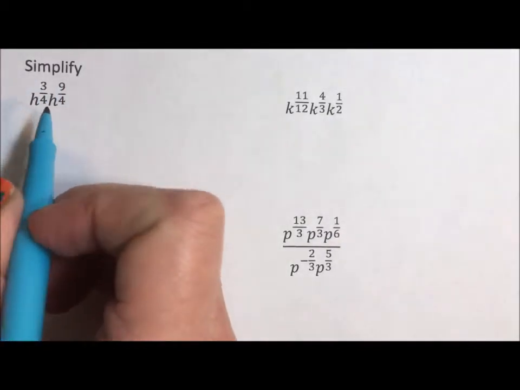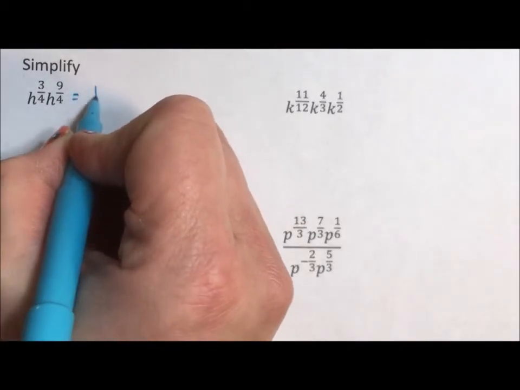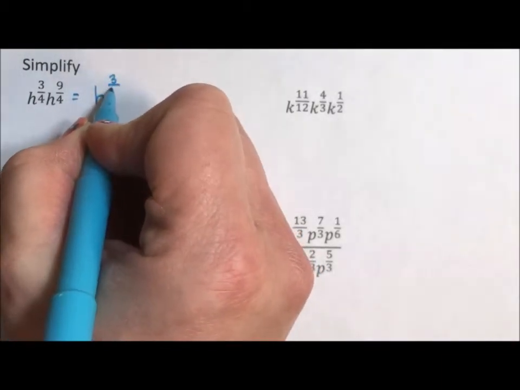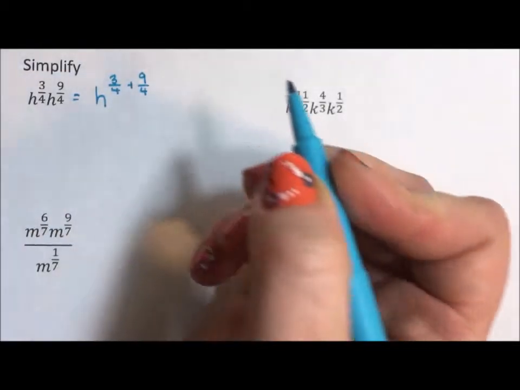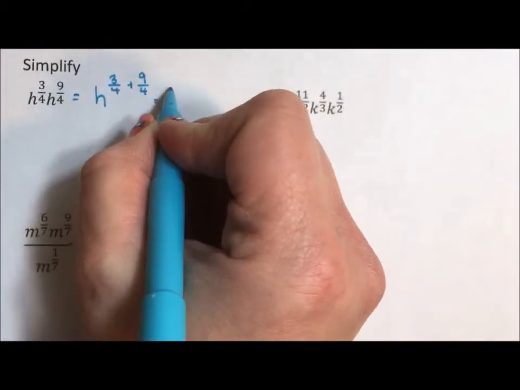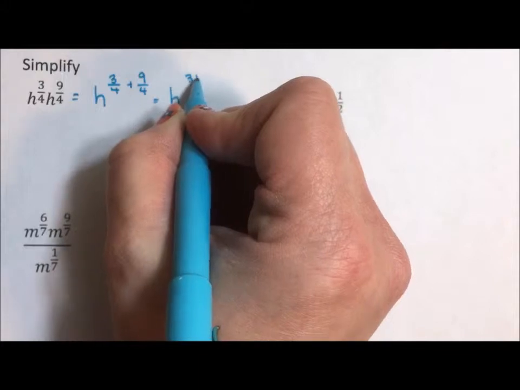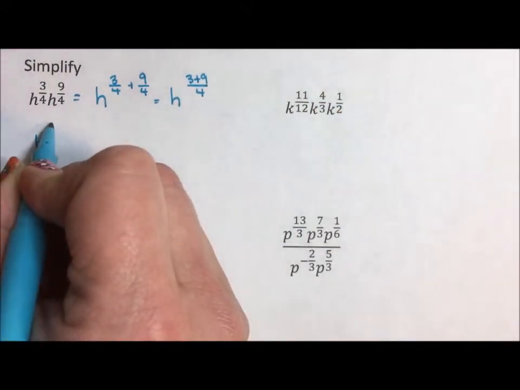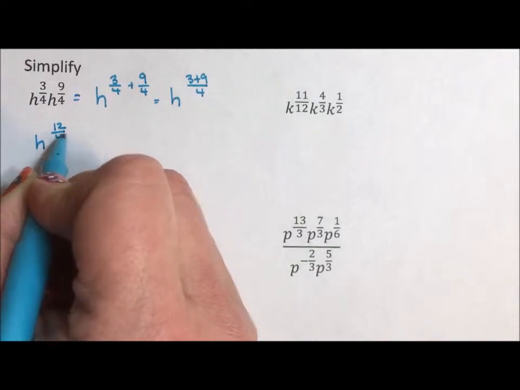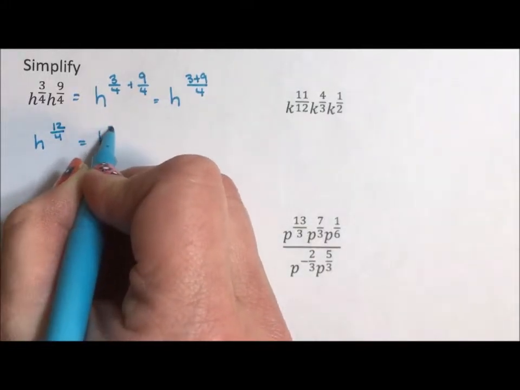So for this first one, this is just going to be h to the 3/4 plus 9/4. When you add fractions, you're only adding the numerators. So this is h to the 3 plus 9 over 4, which is going to be h to the 12 over 4, which is going to be h cubed.